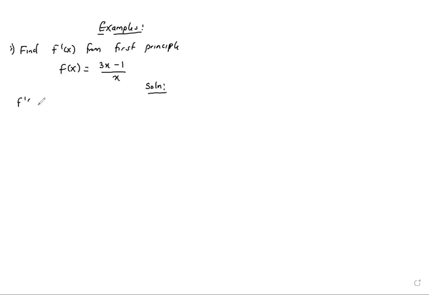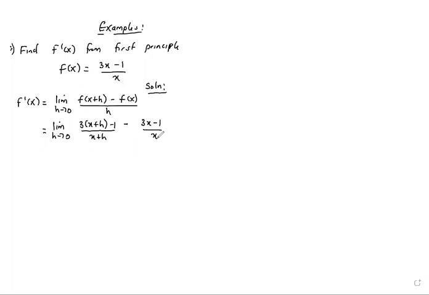f prime of x is the limit as h goes to 0 of f of x plus h minus f of x over h, which is the limit as h goes to 0 of x plus h minus 1 minus, of course, x over h here, x plus h minus 3x minus 1 over x. This guy multiplied by 1 over h.